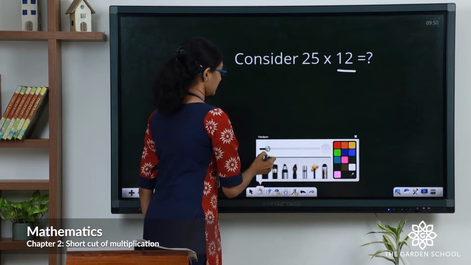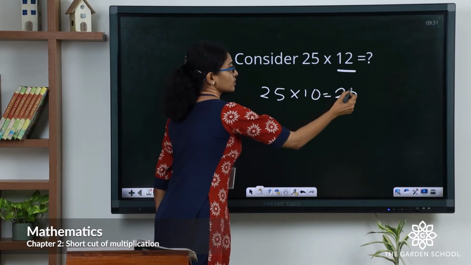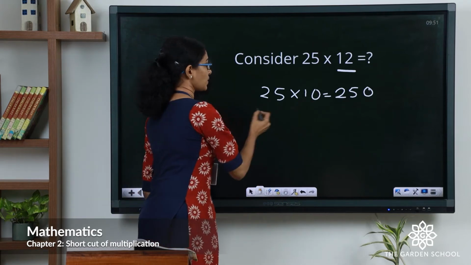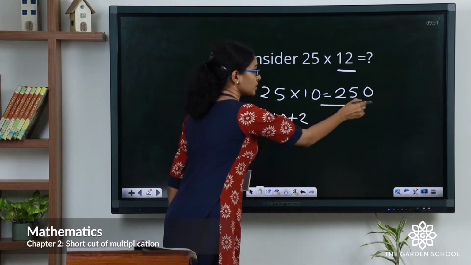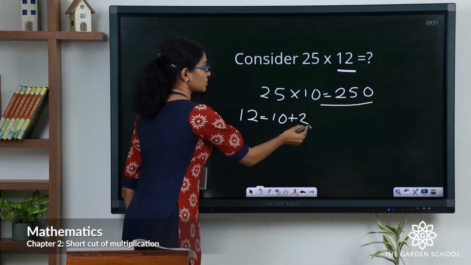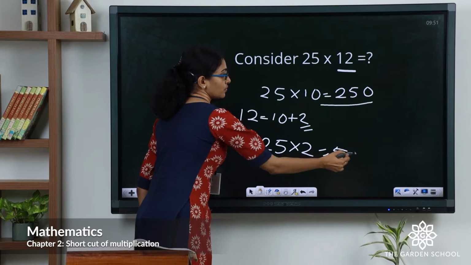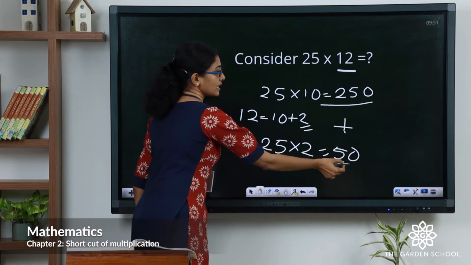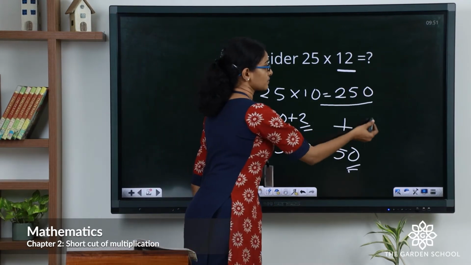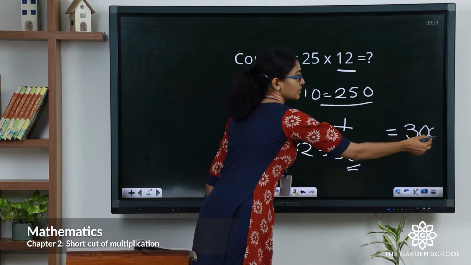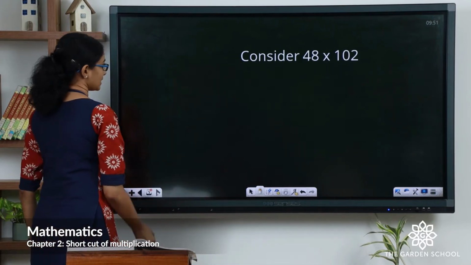So, like we said earlier, we know 25 into 10 is equal to 250. And 12 we can rethink as 12 equal to 10 plus 2. We already know 25 into 10 is 250. So, what is remaining? 25 into 2. That is equal to 50. So, if we just add this 250 and 50, we'll get the answer for 25 into 12. What is it? 250 plus 50 is equal to 300. So, that way we can do the multiplication easily. We'll see more examples like this.